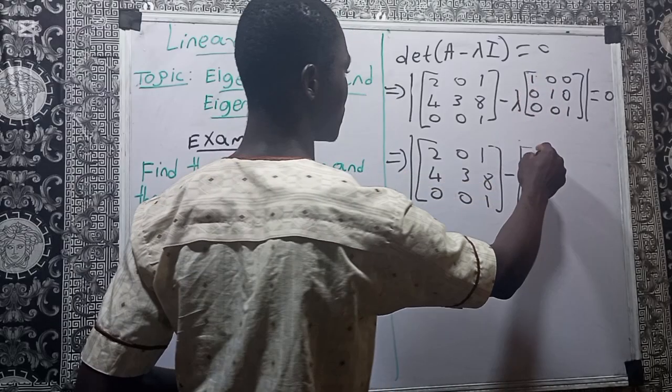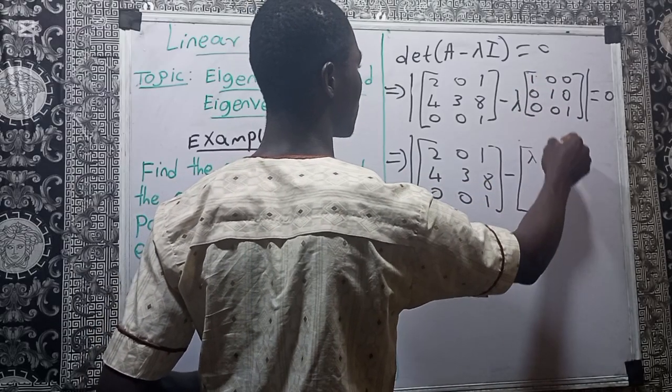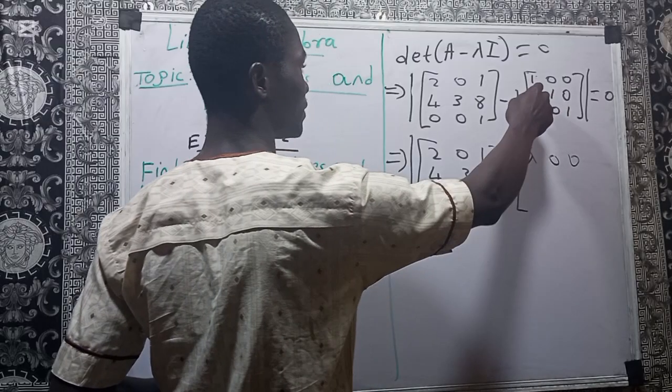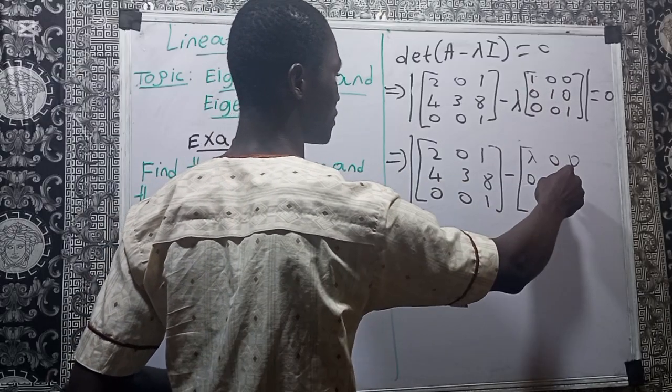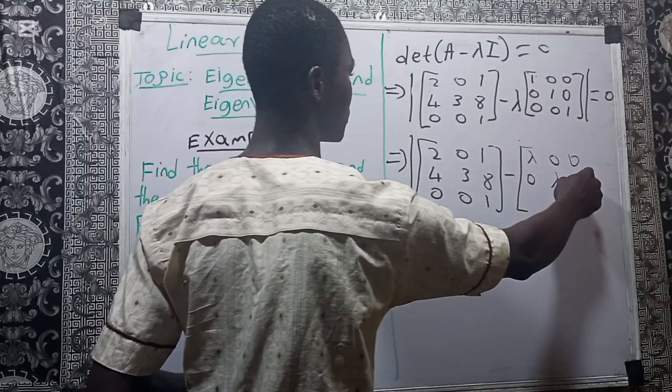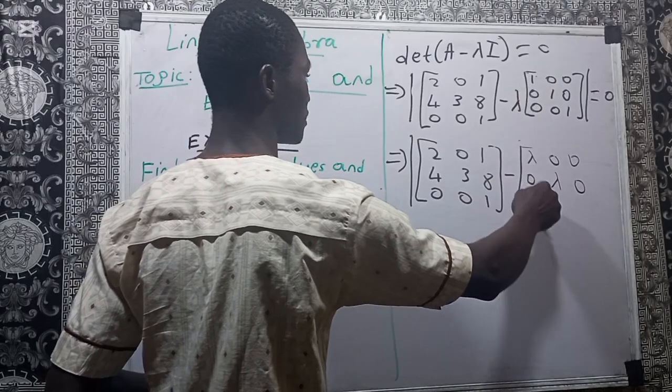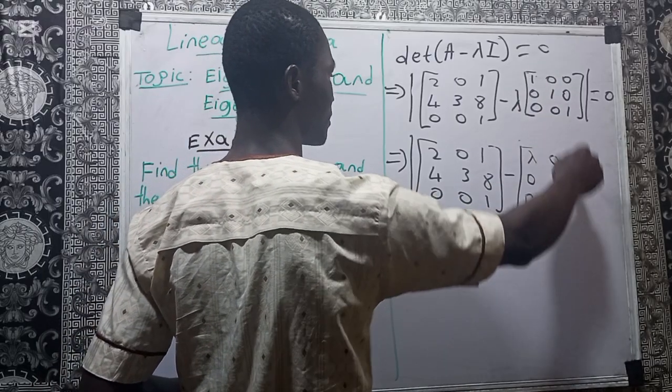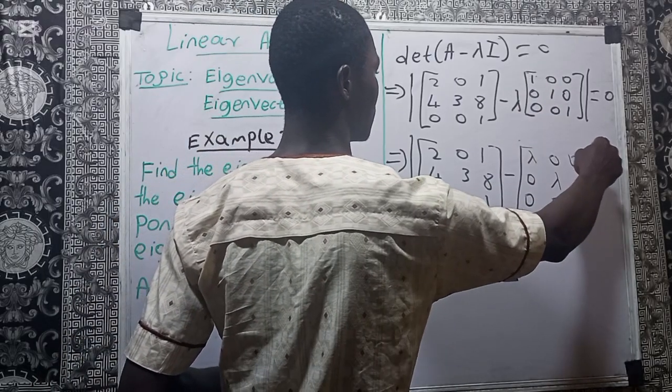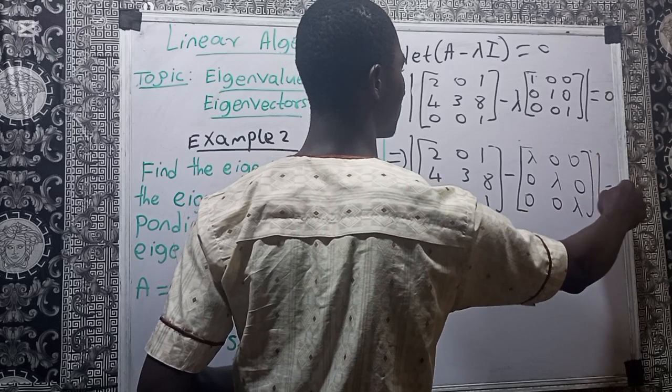Lambda multiplied by 1 is lambda. Lambda multiplied by 0 is 0, and again 0, and again 0. Lambda multiplied by 1 is lambda. Then 0, 0, 0 again. Lambda multiplied by 1 is lambda. Then the determinant equated to 0.